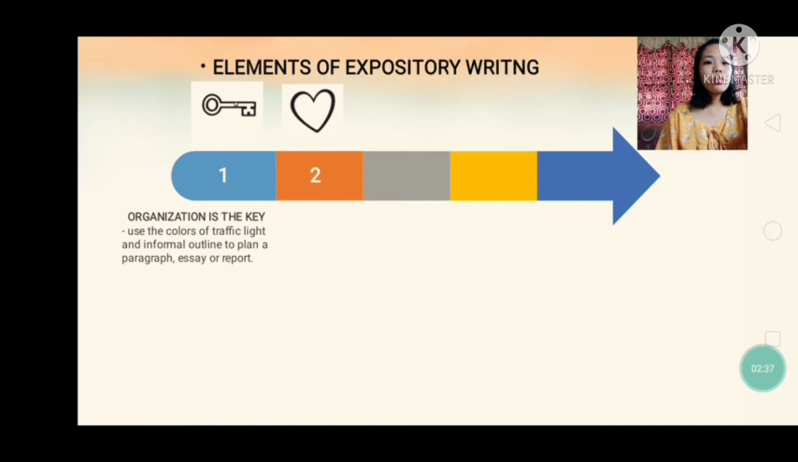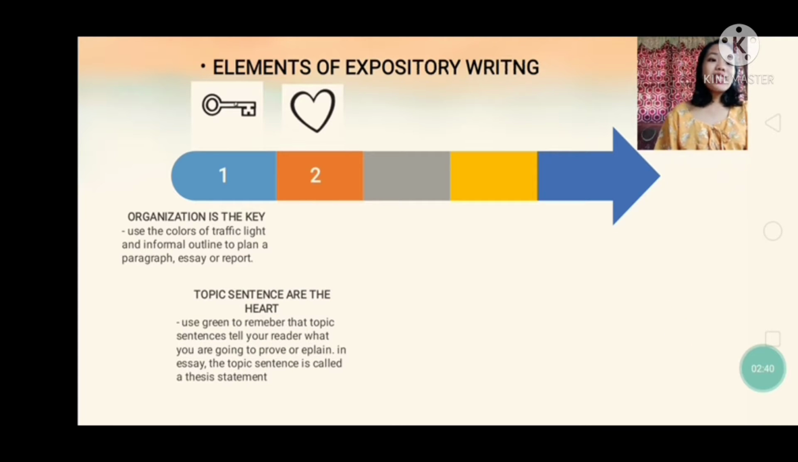Number 2, topic sentences are the heart. So, use green to remember that the topic sentence tells your reader what you are going to prove or explain. Just like in an essay, the topic sentence is called a thesis statement. Or, ano ba talaga yung point of view ng topic, the main topic, the theme. So, that is where the topic sentences are the heart of expository writing.